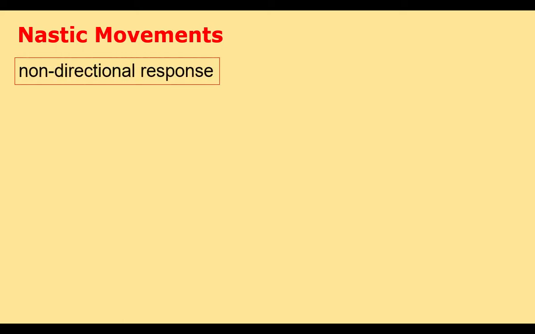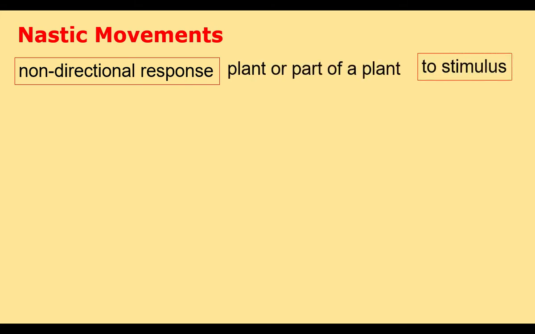Now let us move on to nastic movements. Nastic movement involves movement without growth. It is a response. Nastic movements are responses due to stimuli without growth. Nastic movements are non-directional responses by a plant or plant part to stimulus.